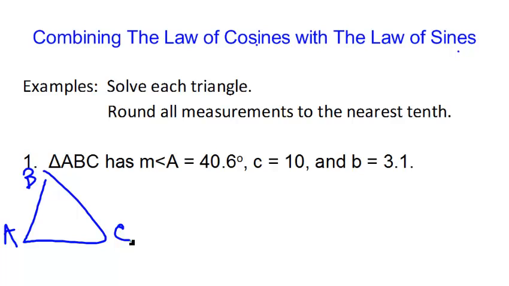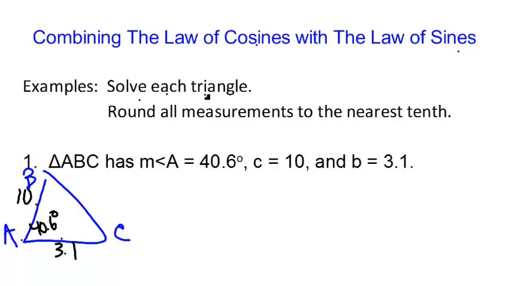I am by no means guaranteeing that this is to scale, but they give us angle A is 40.6, they give us side C is 10, and they give us side B is 3.1. So they have in fact given us a side, an angle, and another side in consecutive parts. So this is an SAS problem, which means we're going to have to get our foot in the door at least with law of cosines. Now eventually we're going to have to solve the entire triangle, so law of sines is going to kick in as well.